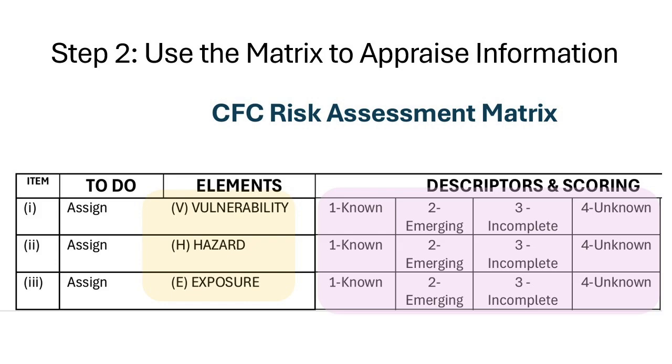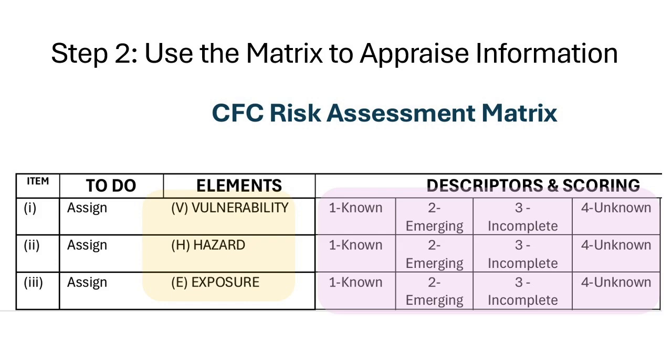In step 2, we use the risk assessment matrix to appraise our information. There are 3 elements we are appraising: vulnerability, hazard, and exposure. Vulnerability is the person or cohort needing protection. Hazard is the threat, and exposure is about mixing opportunity of vulnerability to the hazard. And we appraise by tagging our information position with descriptors, which have a numeric score. Our descriptors are like risk placements for the information we are processing. There are 4 of them.